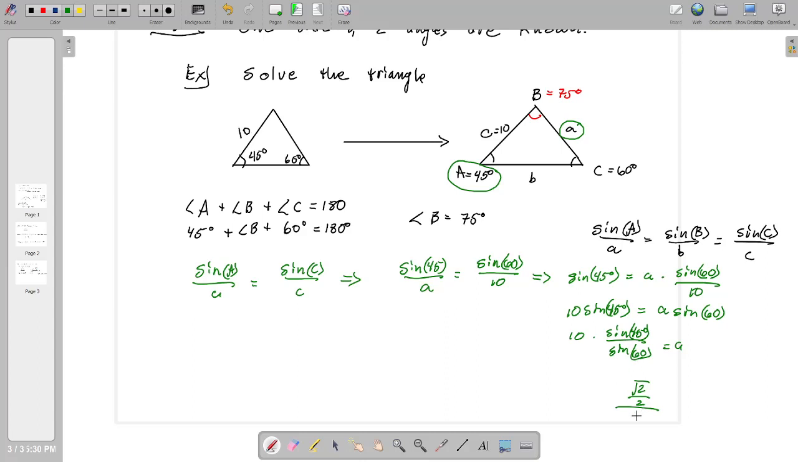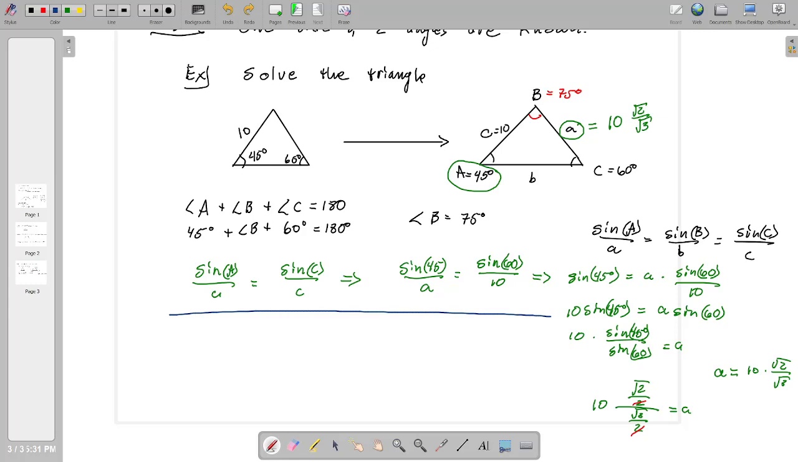Sine of 60 is, of course, root 3 divided by 2. We have 10. And if you don't notice, these will cancel just by flipping and multiplying. And we'll end up with a is equal to 10 times root 2 divided by root 3. And I'm just going to write that here. 10 times root 2 divided by root 3.